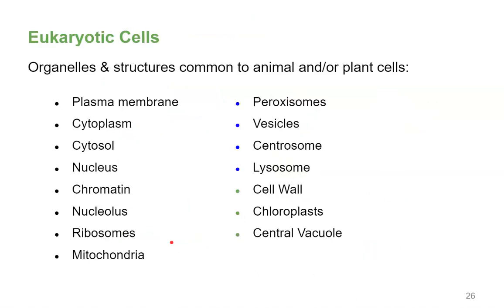Okay, so organelles and structures common to plant and animal cells. The things with the black bullet are found in both types of cells: plasma membrane, cytoplasm, cytosol, nucleus, chromatin, nucleolus, ribosomes, mitochondria. These are all things that are found in plant and animal cells. The things with a blue bullet, peroxisomes, vesicles, centrosome, and lysosome, are things only found in animal cells. And then the things with the green bullet, cell wall, chloroplast, central vacuole, are things that are only found in plant cells. Okay, so keep that in mind.